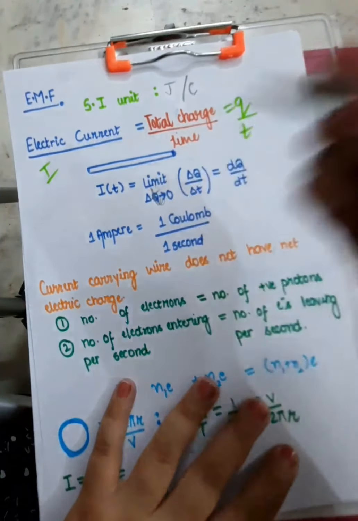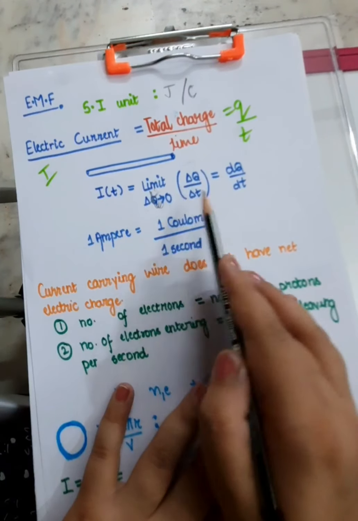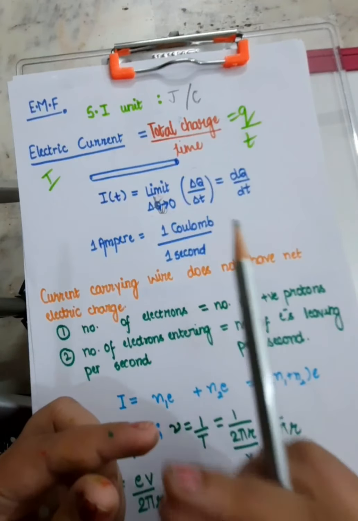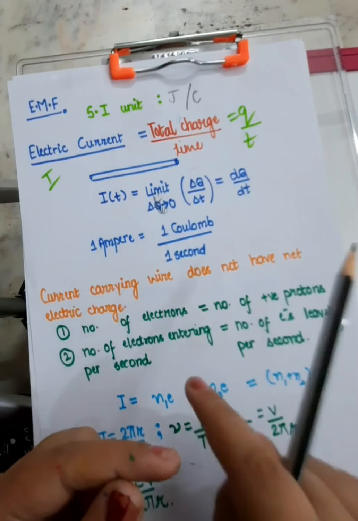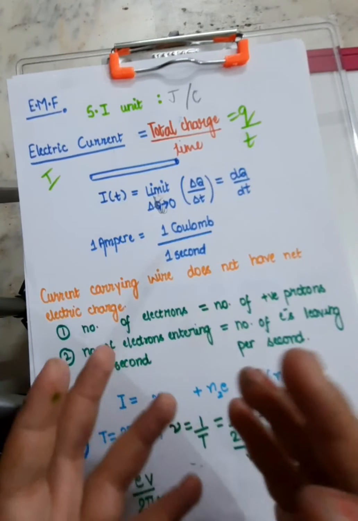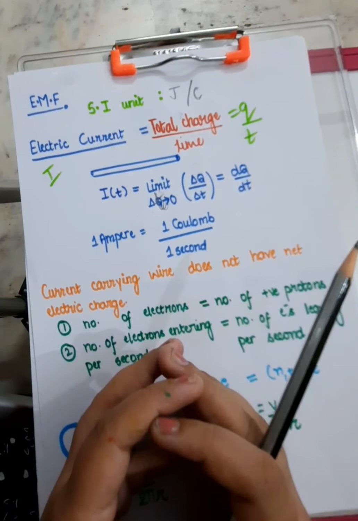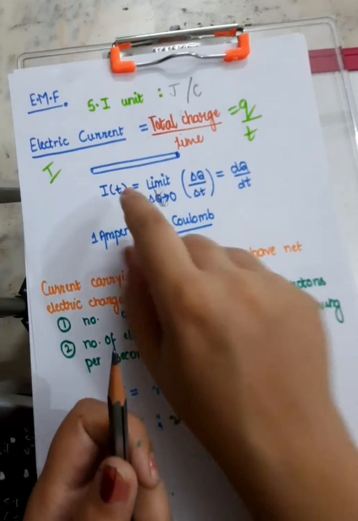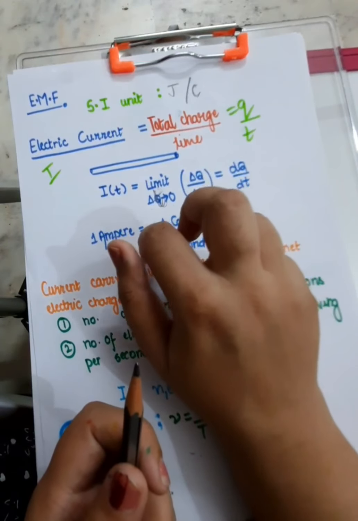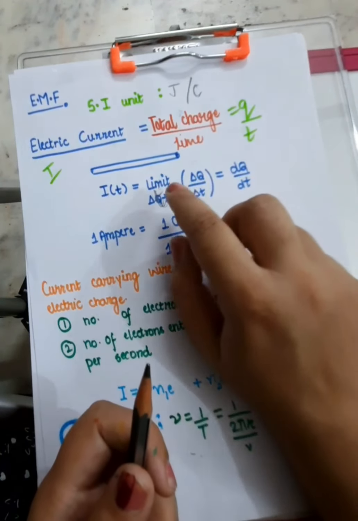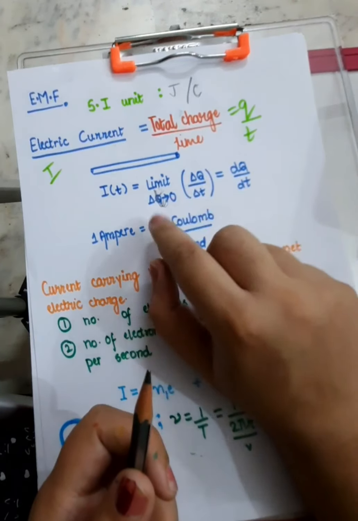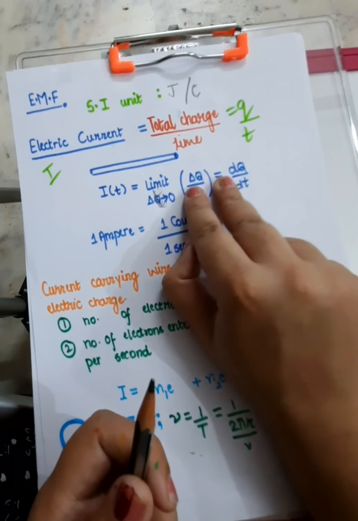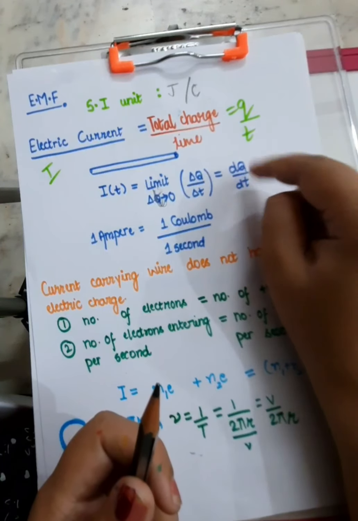So when you emphasize the limit delta T tends to 0, it means that you are seeing the charge flowing over this instant. Delta T tends to 0 means you are shortening the time interval. That would mean that you are talking about the charge flowing through this wire over this instant only. So in that way, when the limit of the denominator tends to 0, this delta symbol gets converted to d. So this becomes dq by dt.